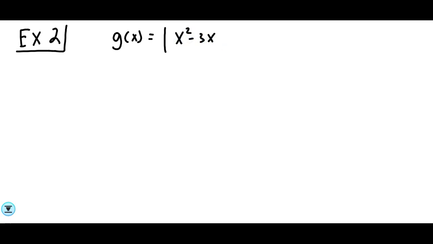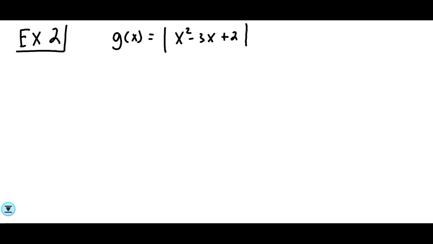So example, I think I'm on example 2 now, aren't I? All right, so here's my function. I'm going to say that g of x is equal to the absolute value of x squared minus 3x plus 2. Okay? So let's begin here.